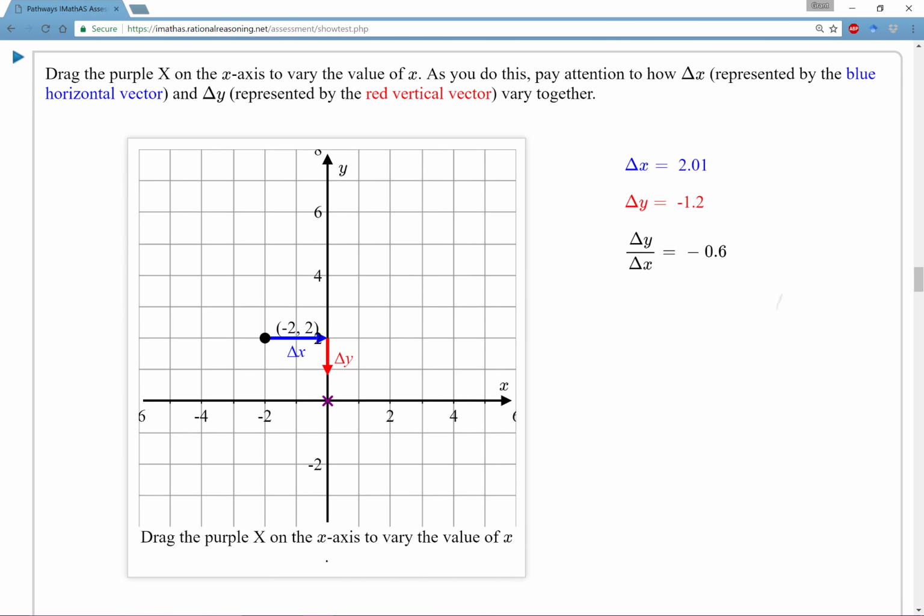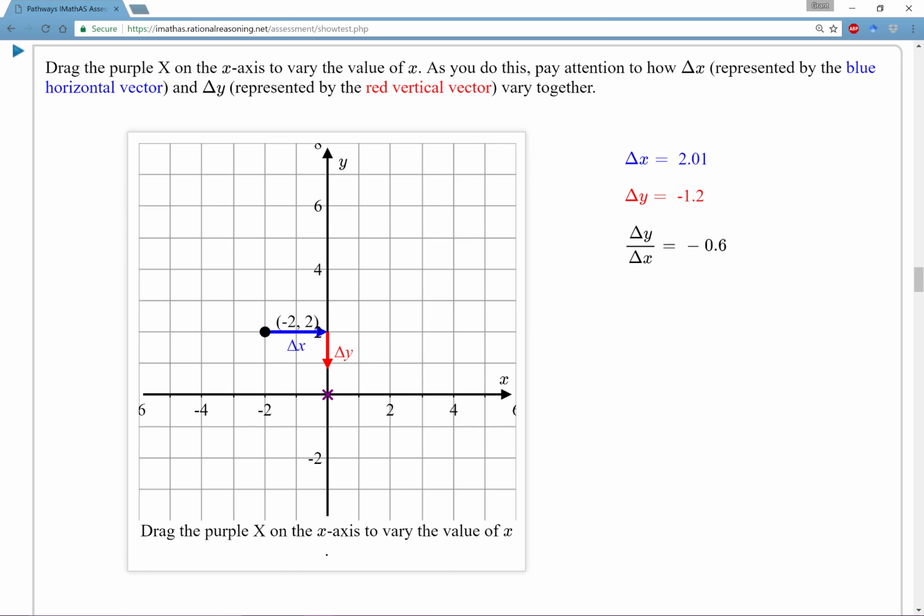Now, this applet that's provided to us allows us to vary the current value of x, and as we do that, the changes in x and y are represented graphically using vectors. Then on the right-hand side, we're given the current value of the change in x and the change in y, as well as the ratio between these two changes.